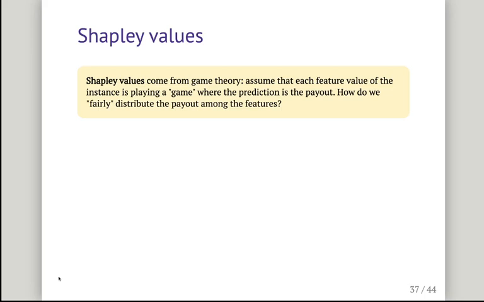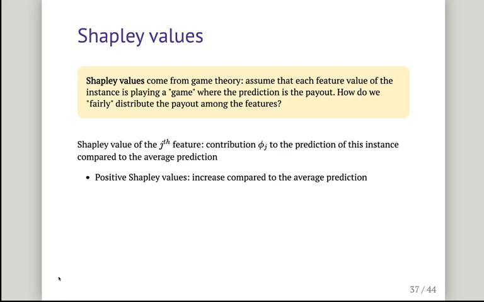The prediction is the payout. How do we fairly distribute that payout among the input features? So the Shapley value of the J feature is how much it contributes to the prediction for a particular instance compared to the average prediction. So this tells us how much more important feature J is to that observation compared to the overall average.